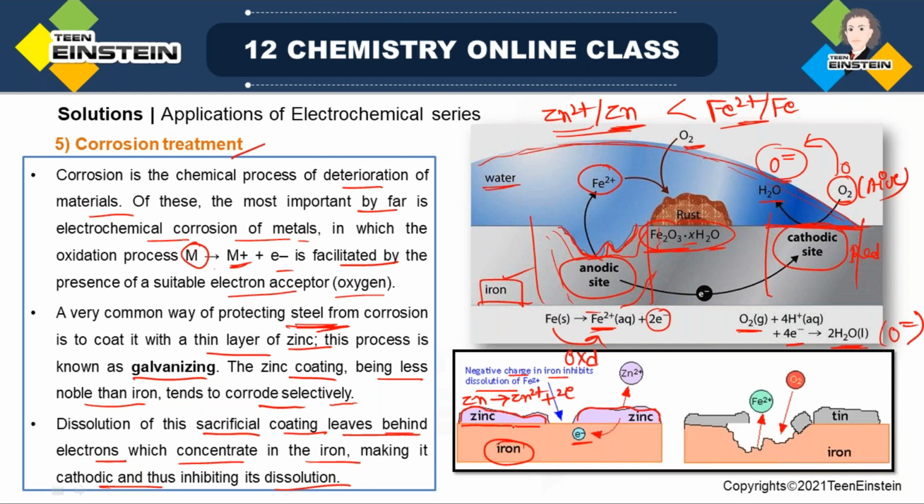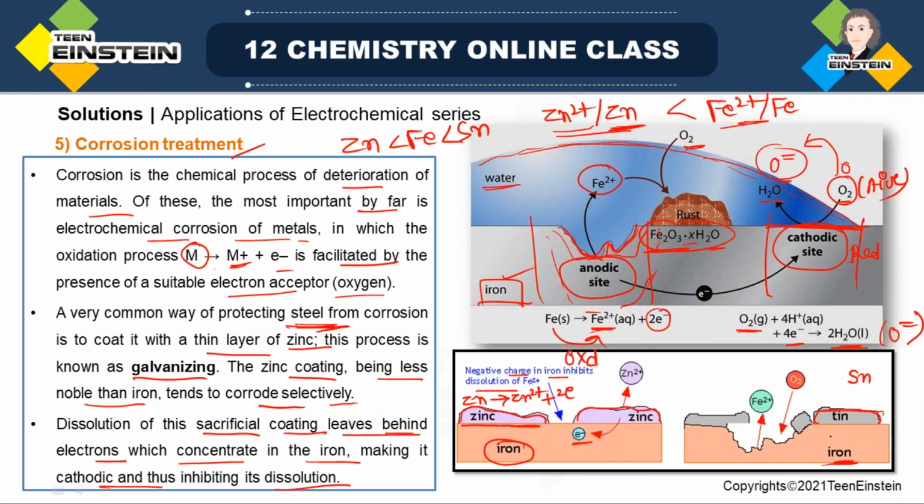But suppose instead of a zinc layer, you have given a tin layer, Sn. Now the Sn system compared to the iron system is more noble. That means iron is more reactive compared to Sn. So if we compare these three metals together, it is like Zn, then Fe, then Sn. So if you have given a tin layer on the surface of iron, what will happen?